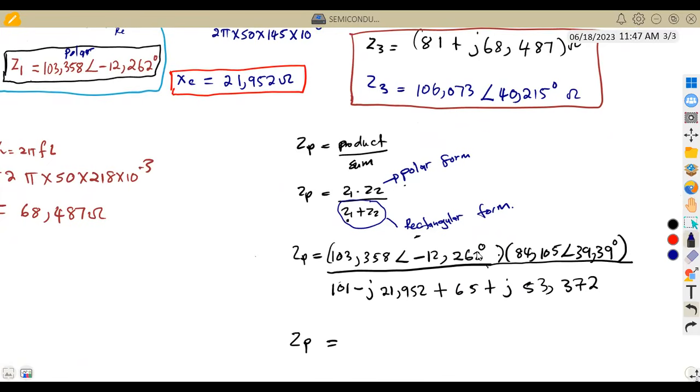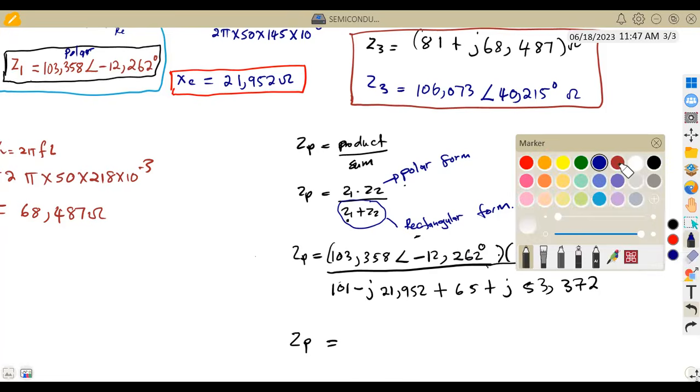Why is it best for us to multiply this in polar form? Because if you multiply in polar form, you're going to use this concept.